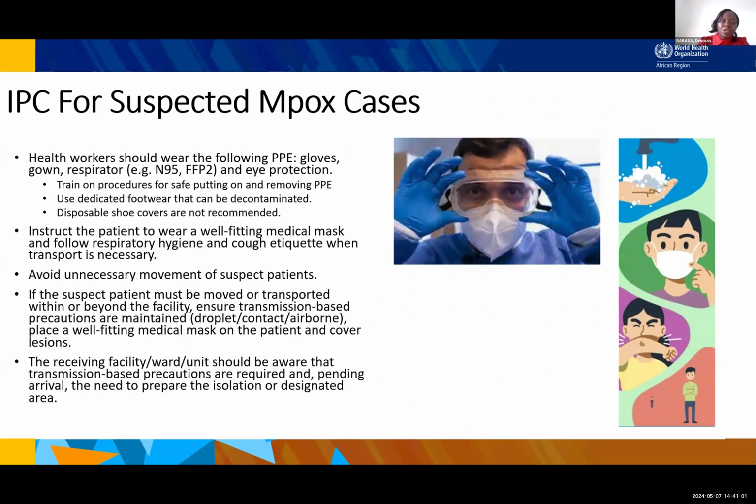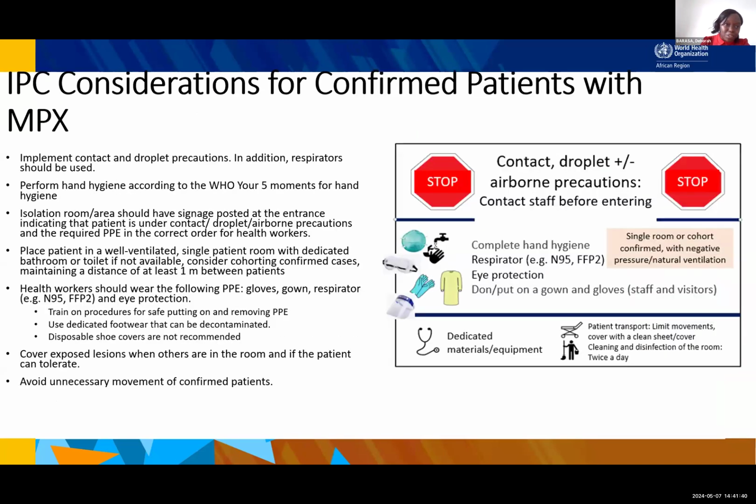So what are the PPEs we need for suspected monkeypox? Gloves, gowns, respirators, and eye protection. Especially if you are dealing with chickenpox, respirators are really important. We also instruct the patient to wear a mask and follow respiratory hygiene or cough etiquette during transportation. Again, we limit transportation, but if there is a need, we observe transmission-based precaution and we also communicate to the receiving facility to ensure that transmission-based precautions for monkeypox are observed.